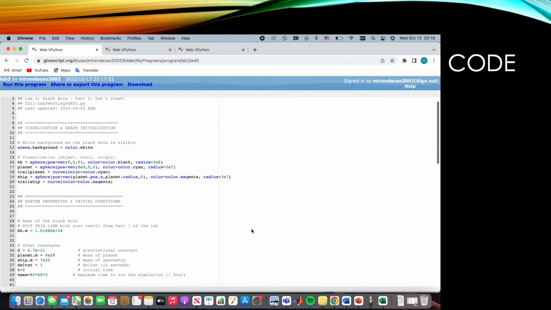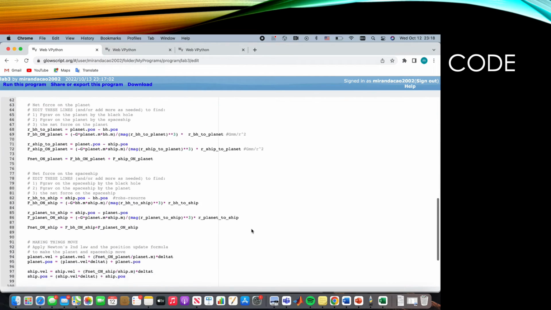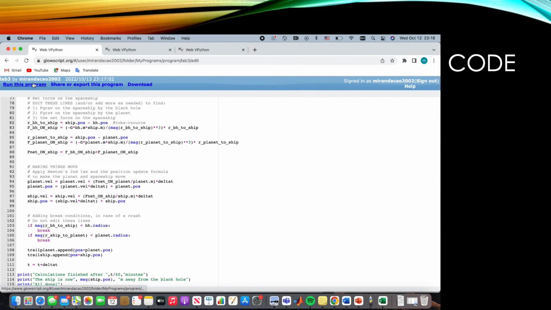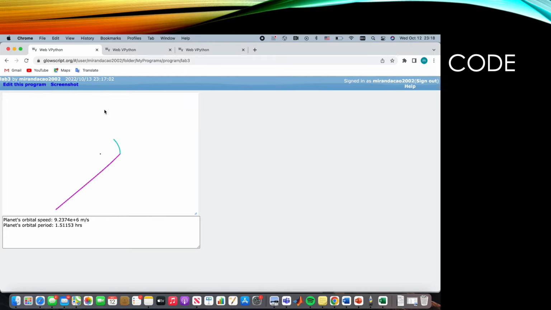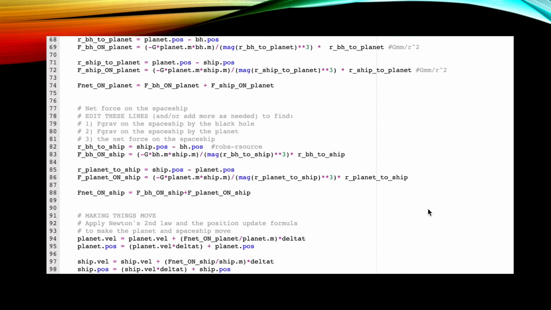Here's the code for part 1. I used iteration to calculate the mass of the black hole, and this is the computational model that derived from this program. I would like to highlight this part of my code. As you can see, net force is equivalent to the derivative of momentum over the derivative over time.